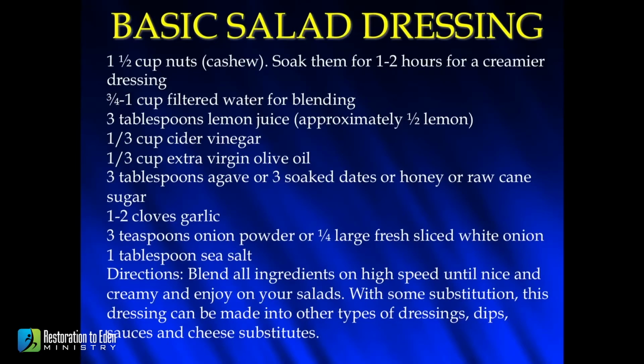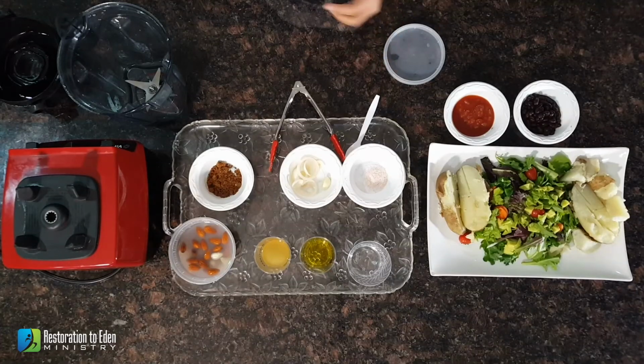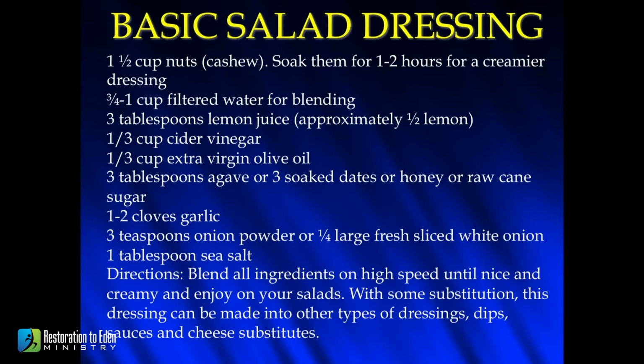And then it calls for agave, or actually any kind of sweetener. You can use soaked dates or honey or raw cane sugar. We have raw cane sugar right here, muscovado we call it. And then 1 to 2 cloves of garlic and 3 teaspoons of onion powder, or if you're using fresh, you can use 1/4 of a large fresh sliced white onion, and a tablespoon of sea salt.